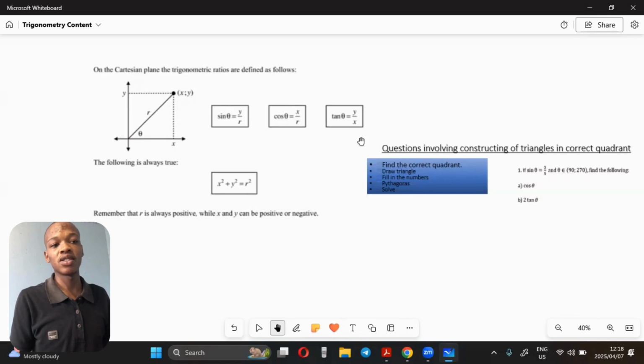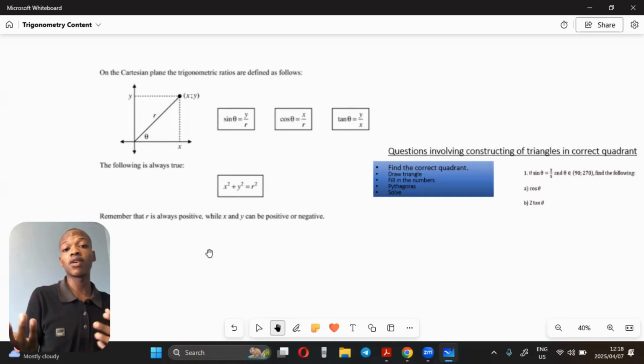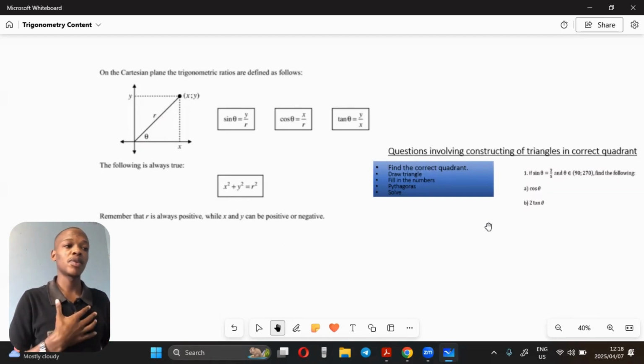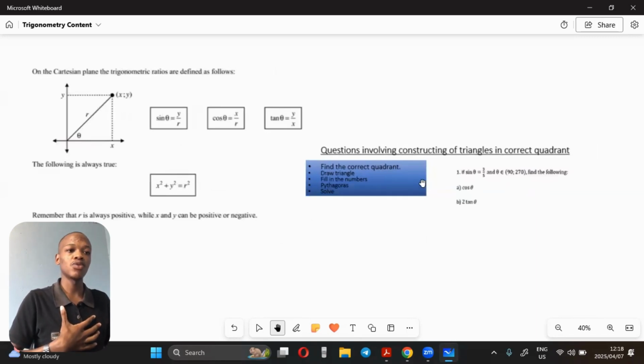Now your opposite is y, and your adjacent is x. Just know about that. We'll also make use of the Pythagoras theorem. If you're already given the value of x and y and you want to calculate the value of r, you're going to make use of the Pythagoras theorem. In most cases for the Cartesian plane, these are the questions that you will be asked, and you should follow these steps.